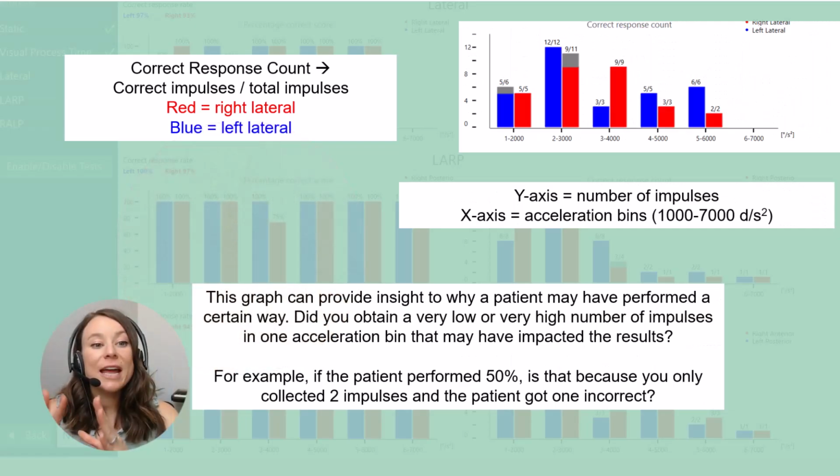So looking at the number of impulses collected helps you validate whether you should trust or look into that percentage correct score a little bit more, because we know the more data, the more valid the result likely is. So I would recommend getting at least 3 impulses per bin, which can be challenging depending on certain populations or as your technical skill continues to improve. 5 would be the ideal, 3 would be acceptable.